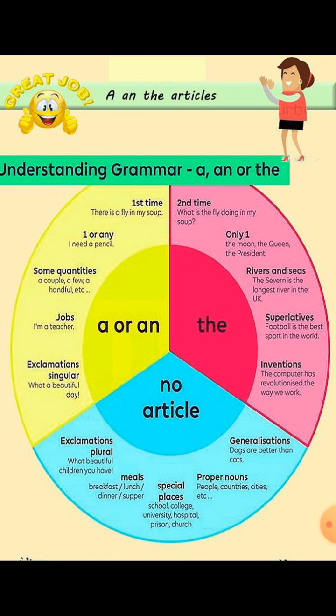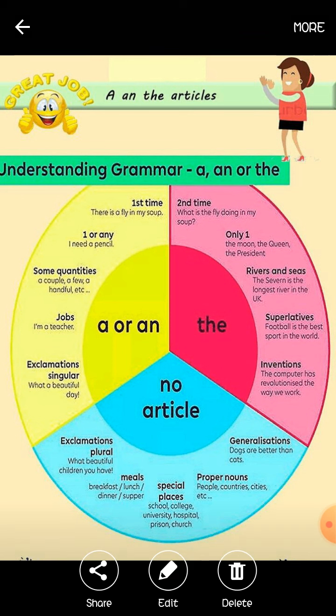For example, if we are saying something for the first time, we will use a. There is a fly in my soup. It means that there is a fly in soup. And if we want to mention something one time, we also say I need a pencil.